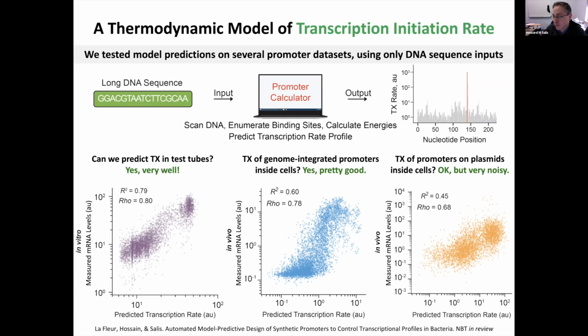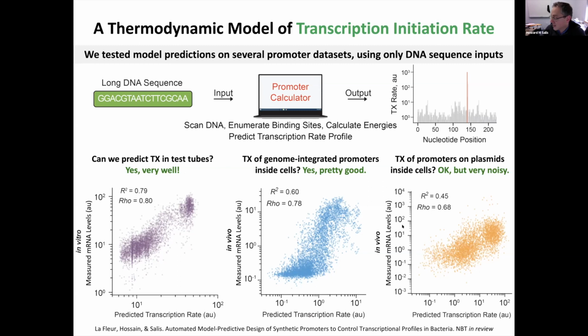So that's step one. And how well are those predictions? They're basically the same accuracy as during model training. So that's basically a validation of statistical thermodynamics. Next, we then compiled data sets from other labs as well as our own, and we ran the promoter calculator predictions on those data sets, and they have different characteristics.